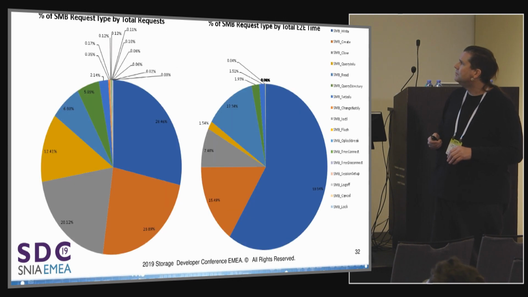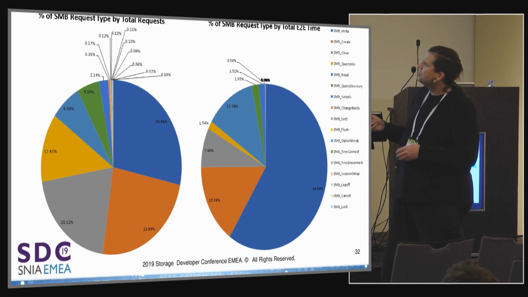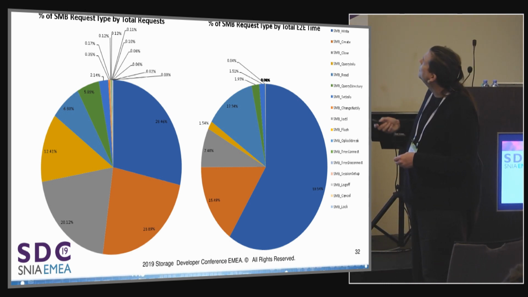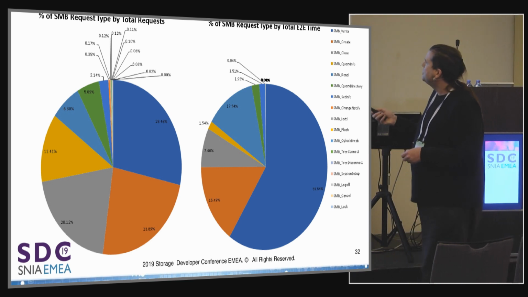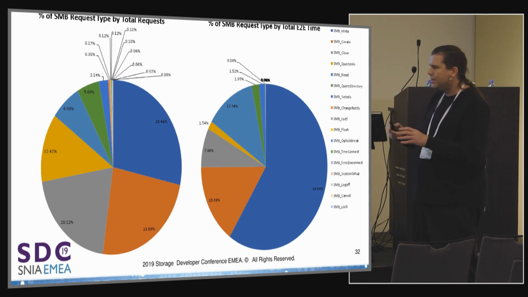And this is an interesting graph where it shows the distribution of requests. It's the percent by request type. So this is a breakdown of the different SMB requests that we get, and the right side is by total end-to-end time, and the left side is by total number of requests. So those are both interesting metrics. One is just the number of requests we get, but then also what's interesting is how long we spent on each one. So that's like the total latency the client experiences.